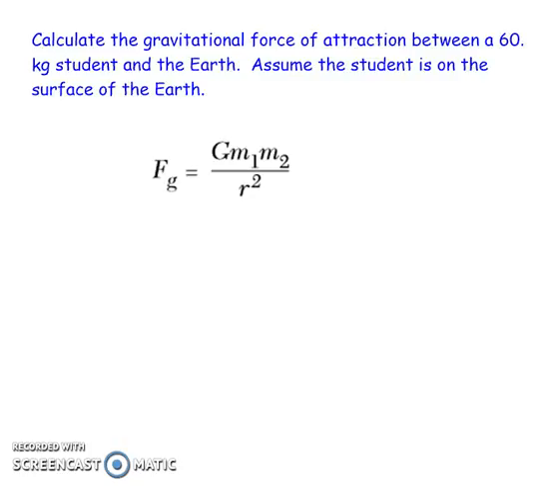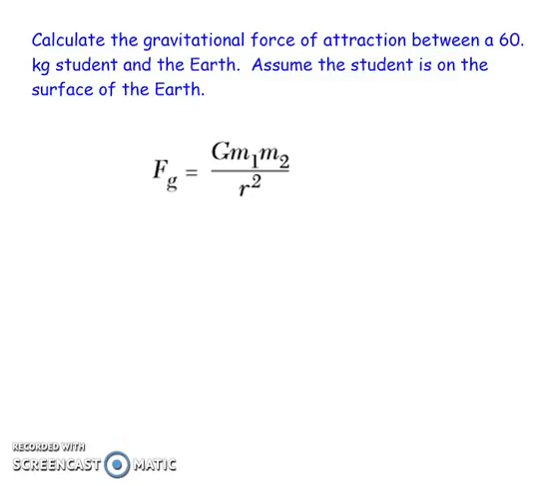This question says to calculate the gravitational force of attraction between a 60 kilogram student and the Earth. Assume that the student is on the surface of the Earth. When we're doing universal gravitation problems, it's important to realize that the r in this equation is the distance between the centers of the two objects. So in the case of a student sitting on the Earth, the center of the Earth to the center of the student is essentially going to be the radius of the Earth, which is why they call it r.